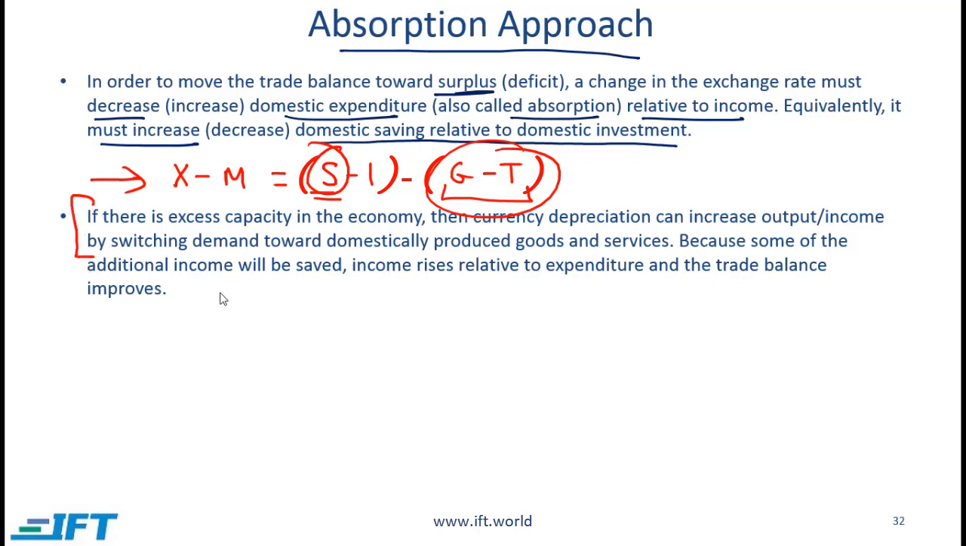Clearly, if the currency decreases in value, then the imports become more expensive, which means that the demand for domestically produced goods goes up, which means that income will go up, and because some of that additional income will be saved, that means that our savings numbers will go up relative to investment and X minus M will go up. This is the situation where there is excess capacity in the economy.